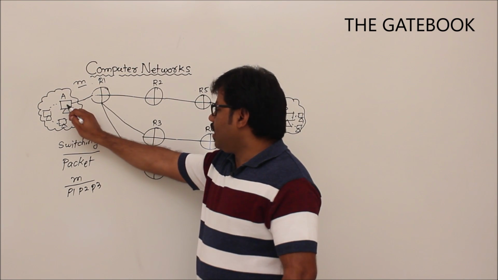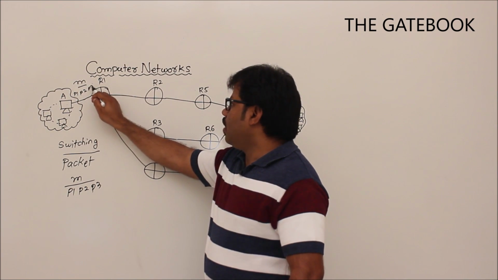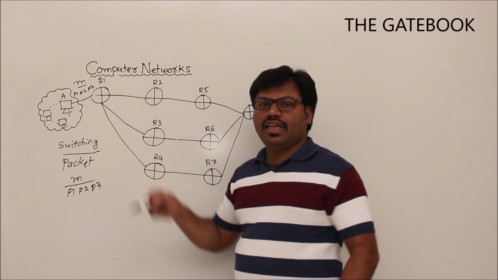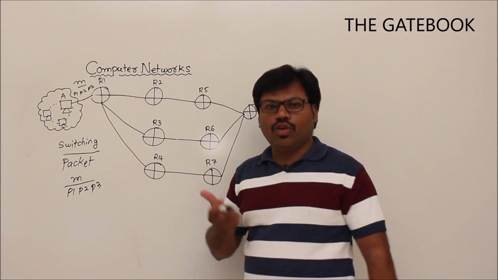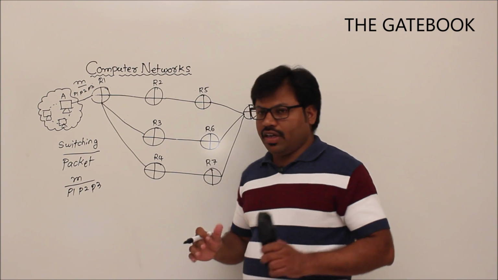Example, let's say A has these packets P1, P2, P3, right? Let's say they are forwarded to R1. Now R1 has a choice. R1 can forward P1, P2, P3 independently based on its routing algorithms. So that is called packet switching. Packet switching is a very popular model in computer networks.